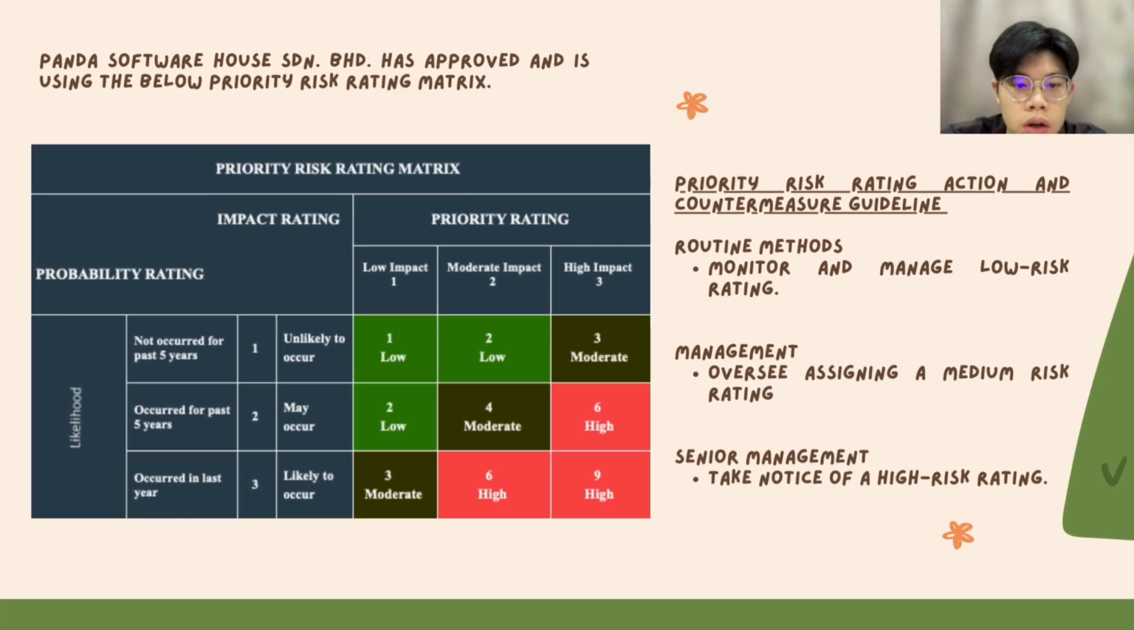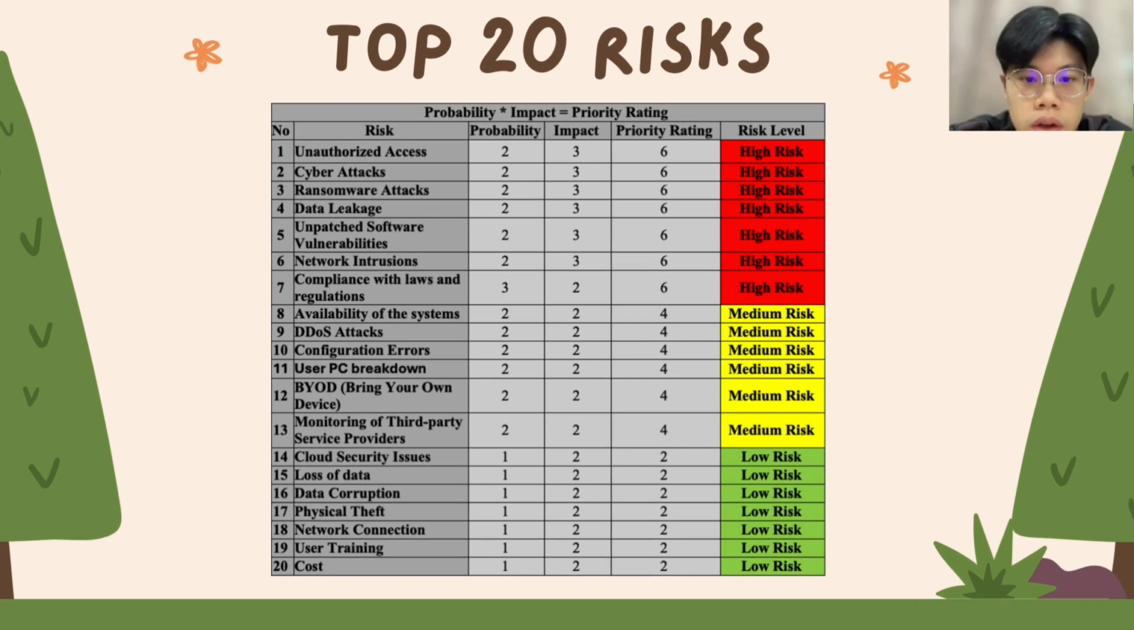Next, the figure shows the priority risk rating matrix that has been approved and is being used by Panda Software House. We also have the priority risk rating action and countermeasure guideline. First, routine methods will be used to monitor and manage a low risk rating. The management will oversee a medium risk rating. And finally, the senior management will take notice of a high risk rating. Moreover, the figure shows the top 20 risks that we have identified and ranked. Now I will pass my turn to the next presenter.